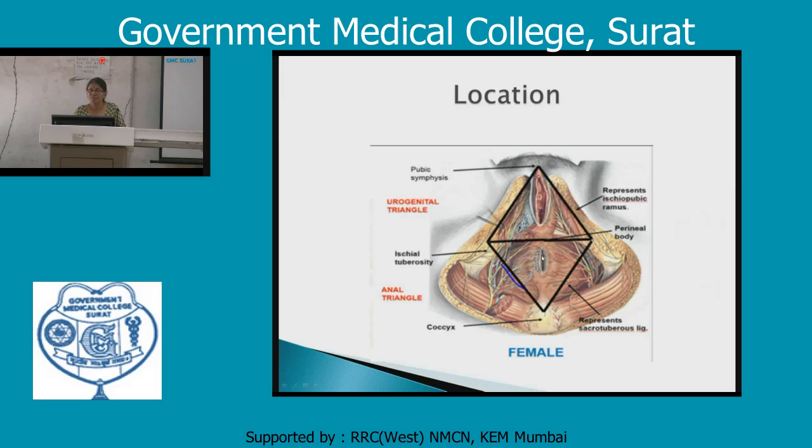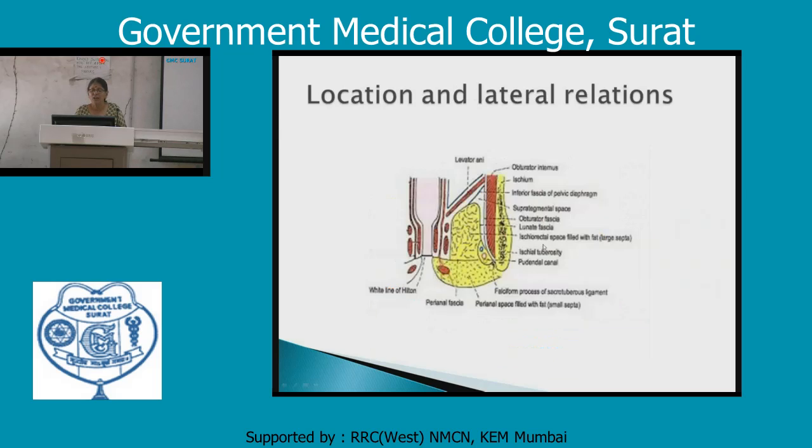So this is below the pelvic diaphragm in the anal triangle, and on either side of the anal canal there are ischiorectal or ischioanal spaces filled with fat. And here you can see this is the levator ani or pelvic diaphragm, and the anal canal is below the pelvic diaphragm. This part is the anal canal. So these are the lateral relations and location.